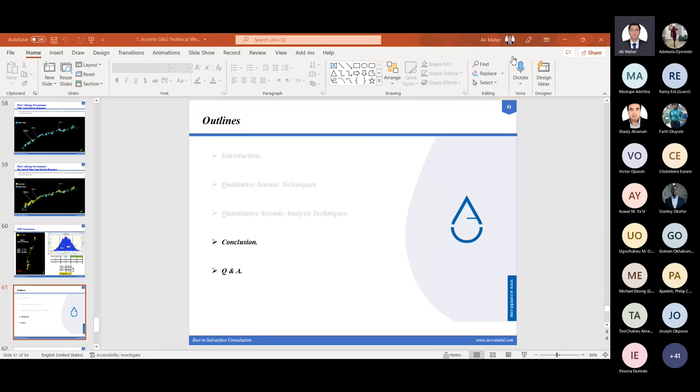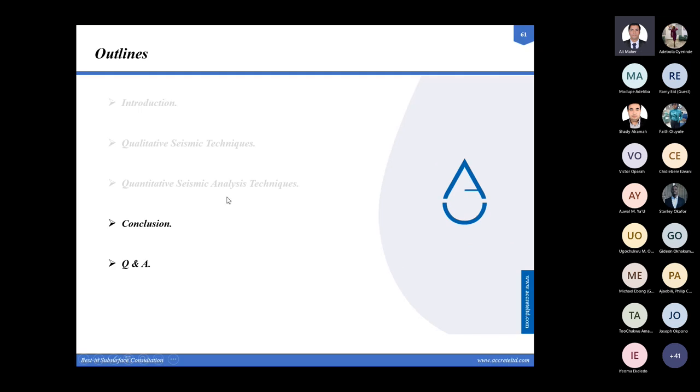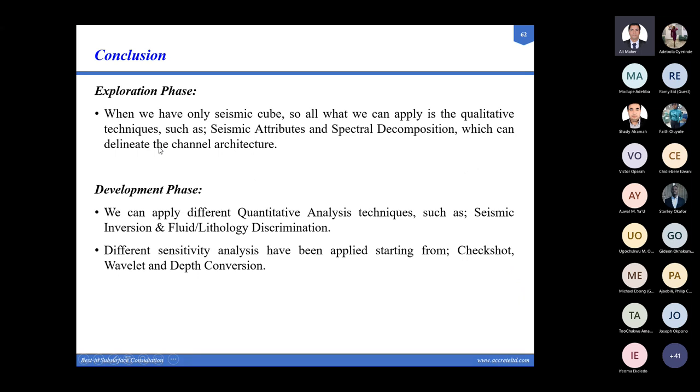So I think we can go to the final part of our presentation here, which is our conclusion, and then we can get your questions and reply to them. In our conclusion, in the exploration phase, we can apply qualitative techniques if we only have a seismic cube and no well penetrations, like seismic attributes, spectral decomposition, and we can make a depth conversion using only the seismic velocity cube. And for the development phase, we can use both.